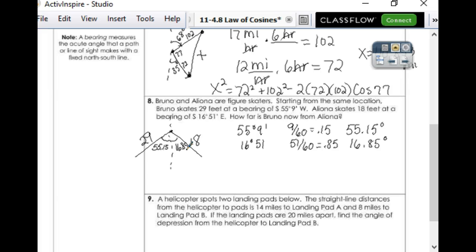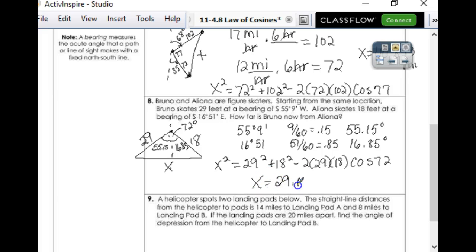So I want to know how far Bruno is. So can I add those together and get that angle? And that one is 72. Now it's side angle side, and that's the law of cosines, right? X squared. And what do I have to do after I find this answer? I have the x squared. What do I have to do? Square root it, or you get a big answer. But I got 29.024 feet.